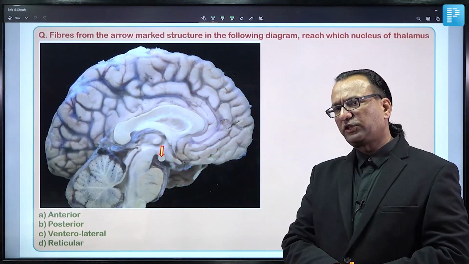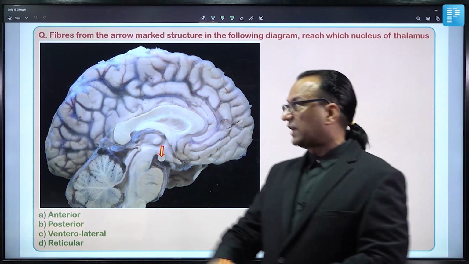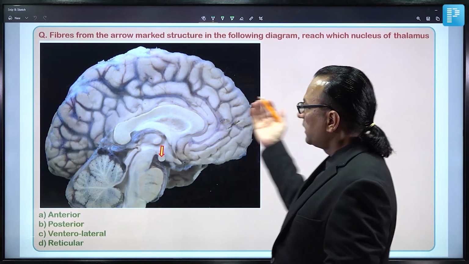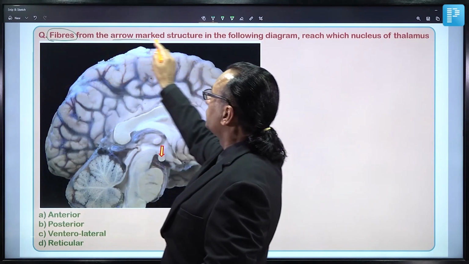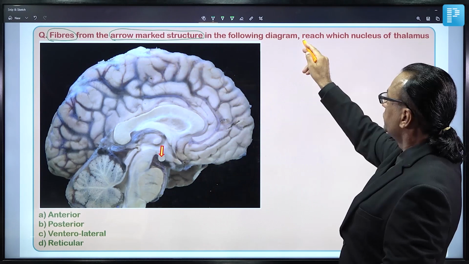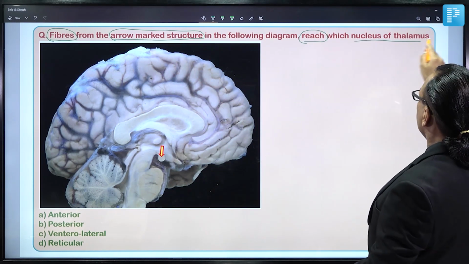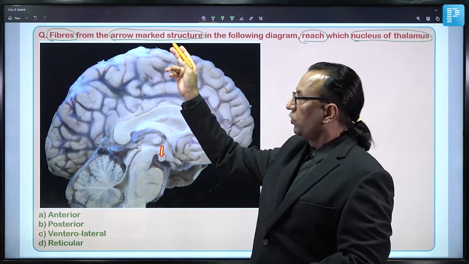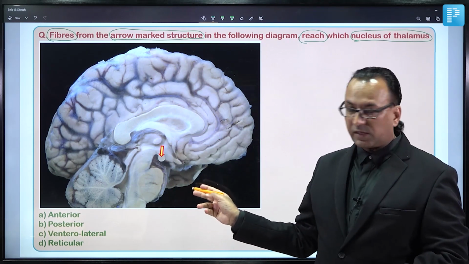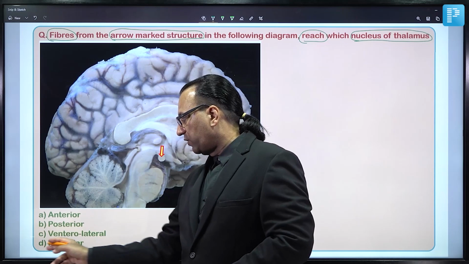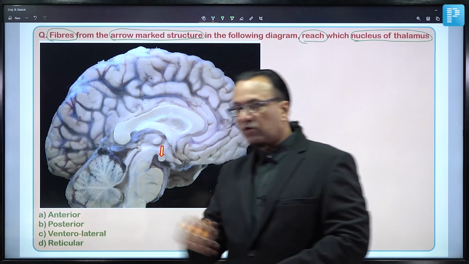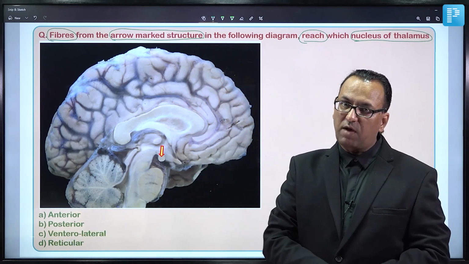Then we get a question which is a sagittal section of the brain, asking us about some fibers which are coming from the arrow-marked structure will be terminating which nucleus of the thalamus. Now, as we talk about the various nuclei of thalamus, that could be the anterior nucleus, posterior, ventrolateral, reticular nuclei. What we need to find out is where is this arrow mark pointing?